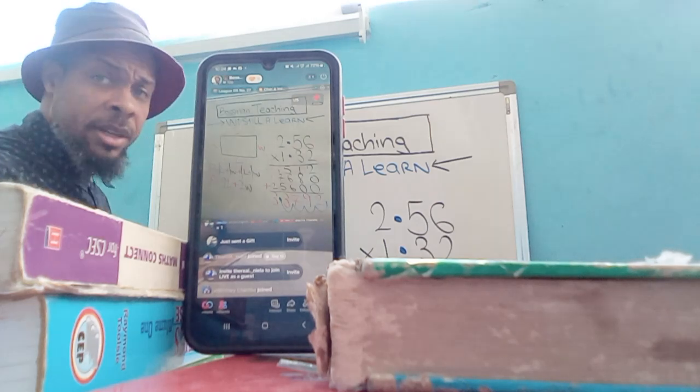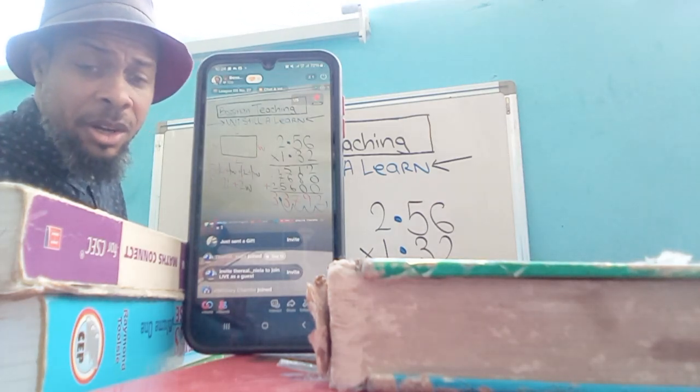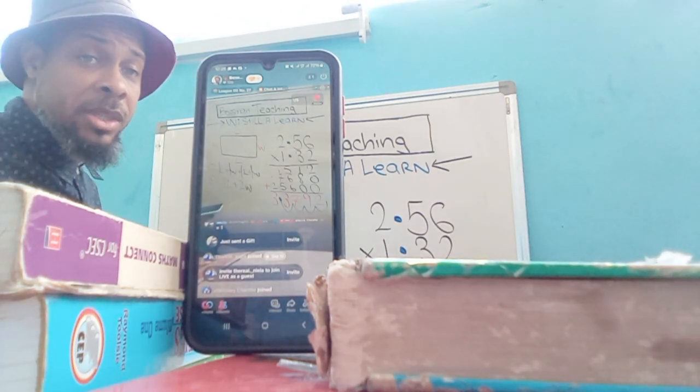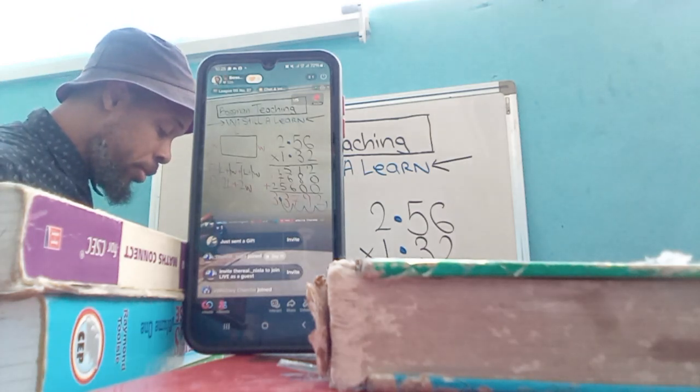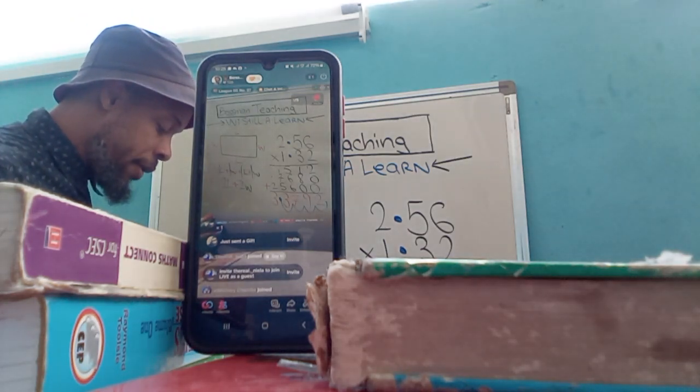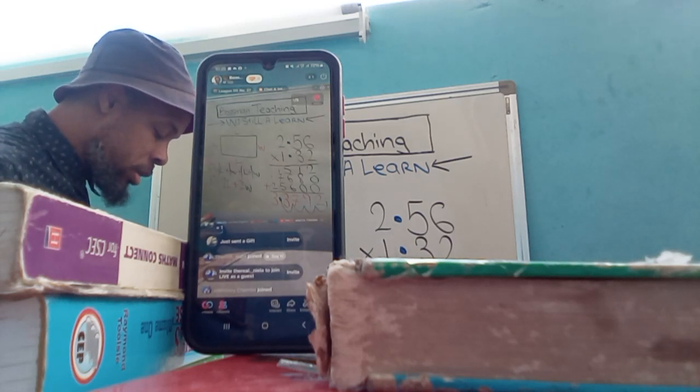And I guarantee that if we put that in any calculator, we're supposed to see that. Right? We're supposed to see just that number there. So let me have a look. 2.56 multiplied by 1.32.